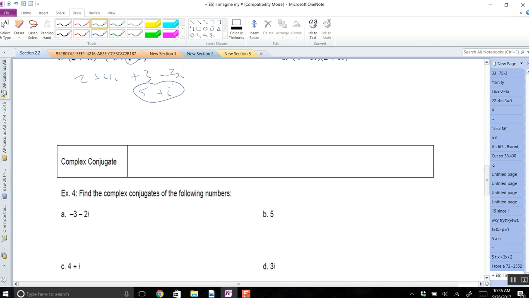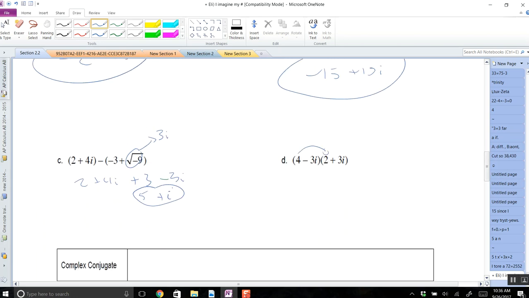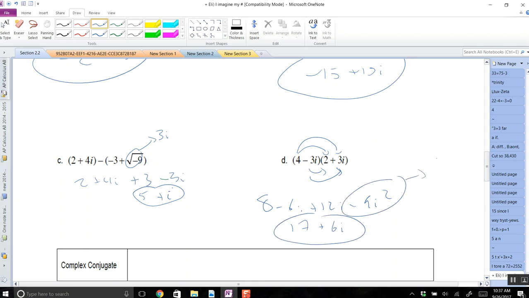Down below, if you FOIL 4 and 2, 4 and 3i, negative 3i and 2, negative 3i and 3i, you get 8 minus 6i plus 12i minus 9i squared. If you work it all out, you get 17 plus 6i. Remember, that's going to be positive 9 because the i squared is negative 1, the negative makes it positive. And again, you're combining like terms.